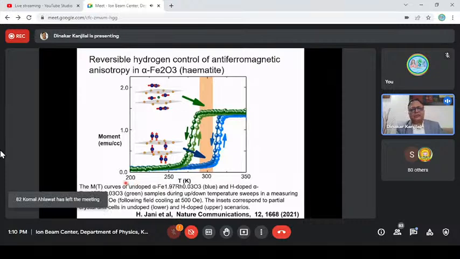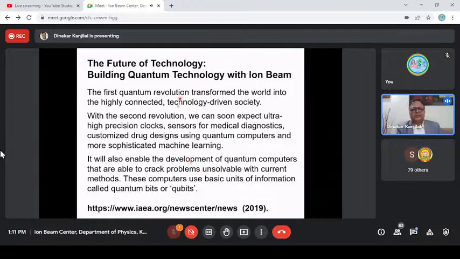This is a new kind of material which we studied with the Singapore University group. This is our work where we showed by RBS that we could see the oxygen layer, and by varying the hydrogen we could achieve reversible control, and the antiferromagnetism follows the theoretical prediction, which could be achieved experimentally. There is a big site you can go and see, the International Atomic Energy Agency site. They are predicting a big way for future technology bringing quantum technology with ion beams. A lot of work is going on. I cannot cover all of them.